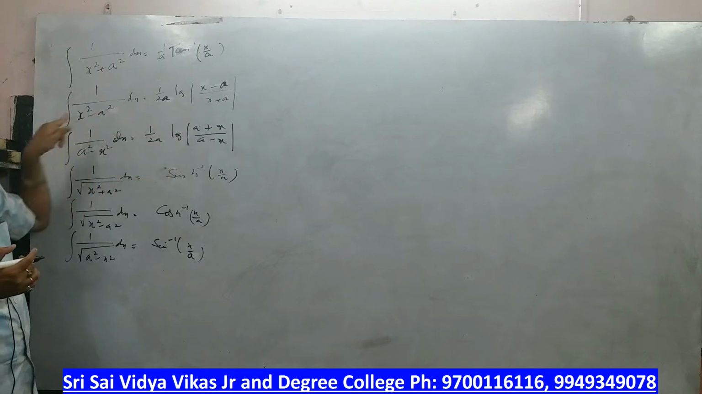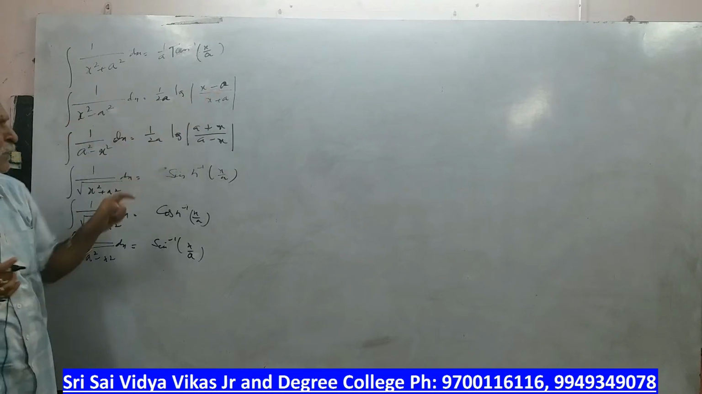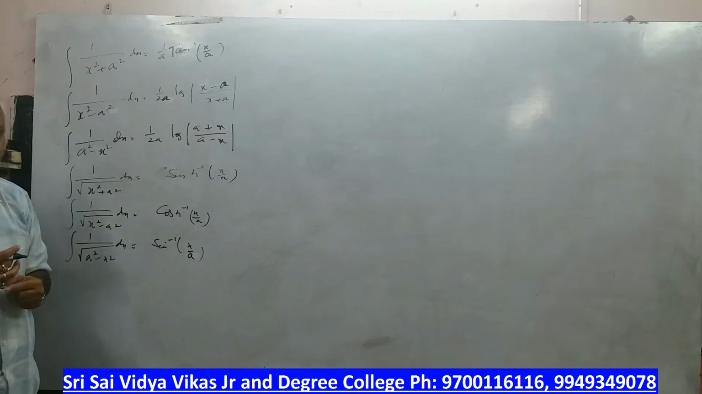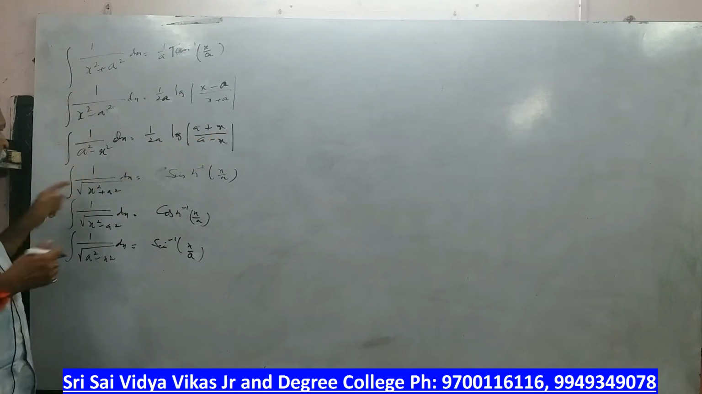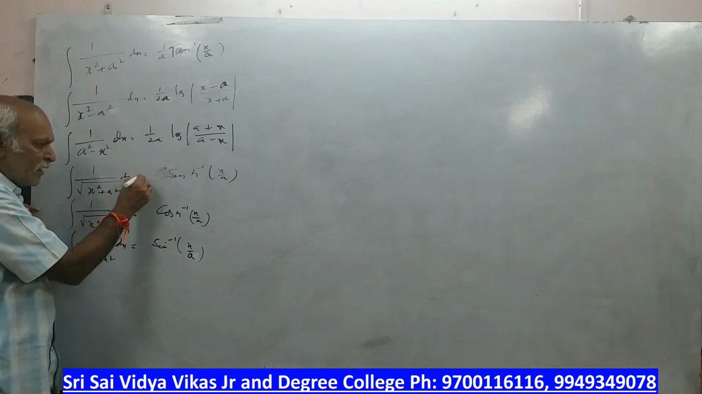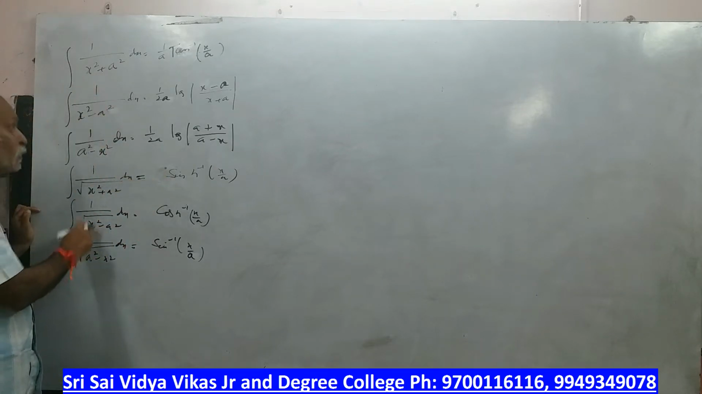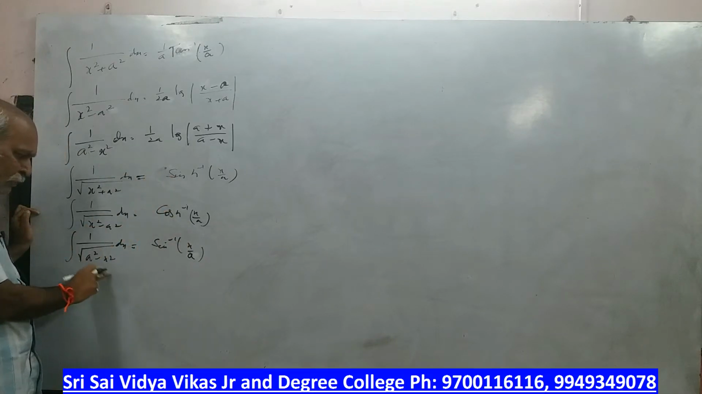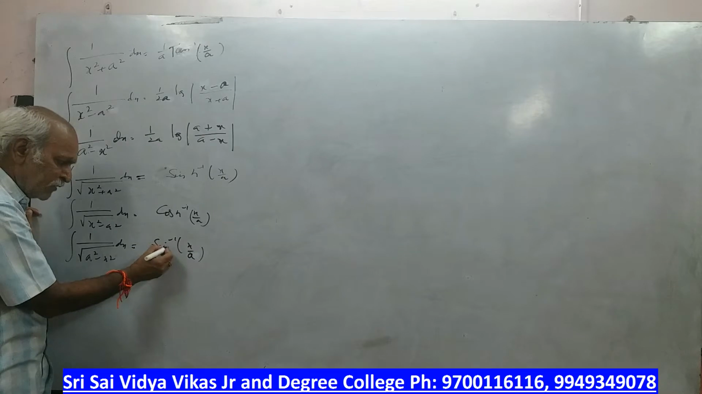Look at this difference. Here x square minus a square is there, x minus a by x plus a. Here a square minus x square is there, a plus x by a minus x. Same formulas with the root. Here there is no root, here we have put a root. So what is the formula? It is sin h inverse x by a. Root is there for second one, cos h inverse x by a, hyperbolic, sir. Last one, root of a square minus x square, sin inverse x by a.